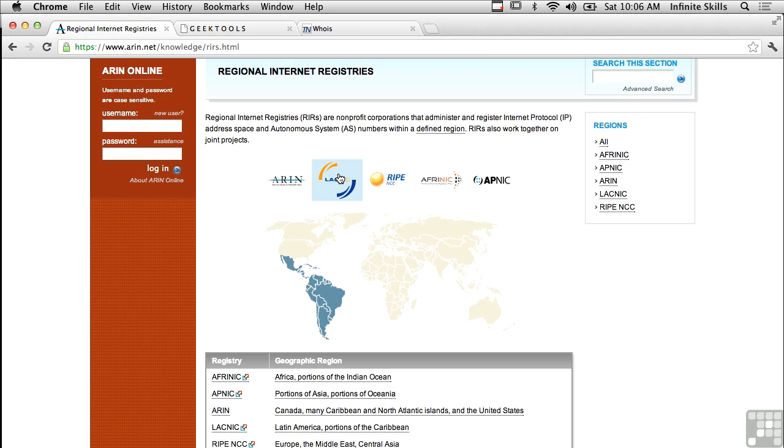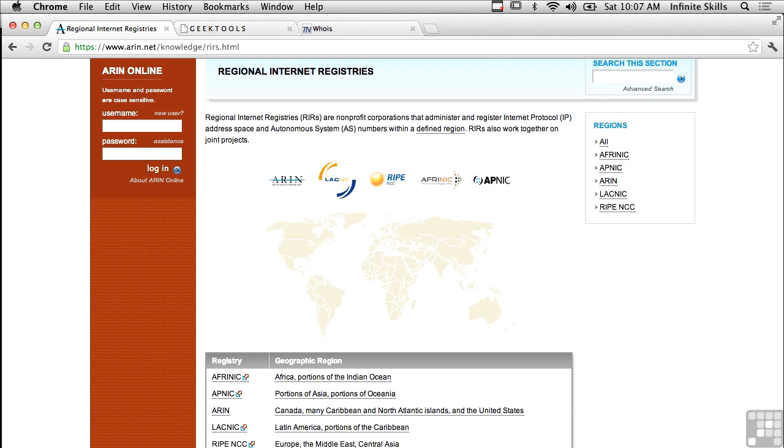And then we have LACNIC, which is responsible for Latin America and portions of the Caribbean. RIPE, that's responsible for Europe, the Middle East, and Central Asia. AFRINIC, which is responsible for Africa. And finally, we have APNIC, which is responsible for the Asia-Pacific Rim. So that's the regional internet registries. And as I said, Whois is responsible for querying information from the various regional internet registries.